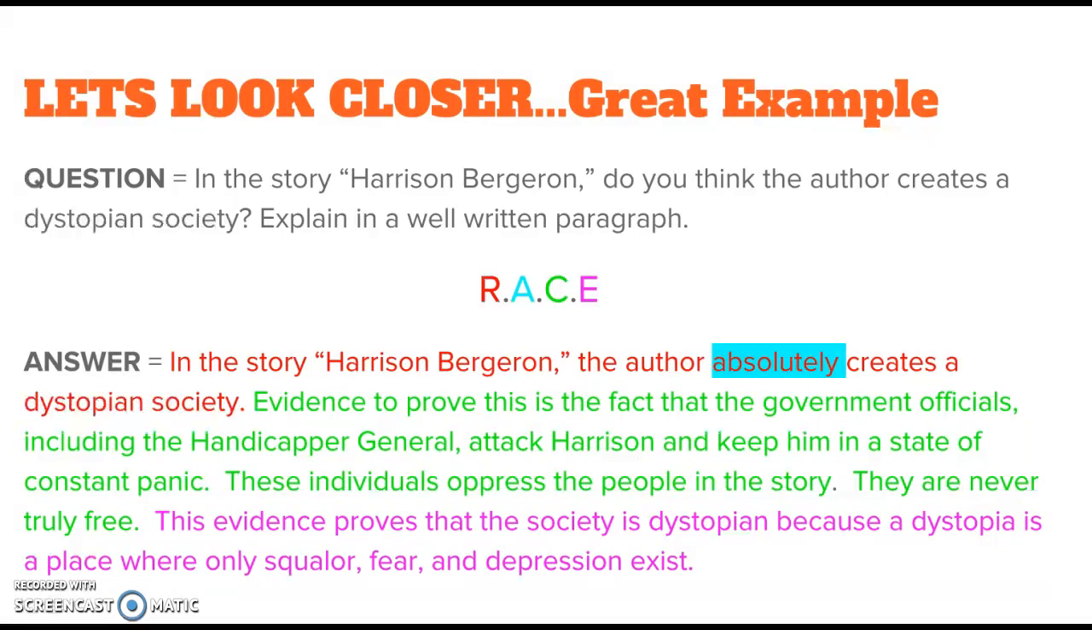Last but not least, they're explaining in the last sentence how this evidence proves it's a dystopia. So they don't just cite evidence, they explain how the evidence proves it's a dystopia. So they kind of retell you what a dystopia is. It's a place where only squalor, fear, and depression exist. And based on the evidence of how they oppress the people, this absolutely is a dystopian society.